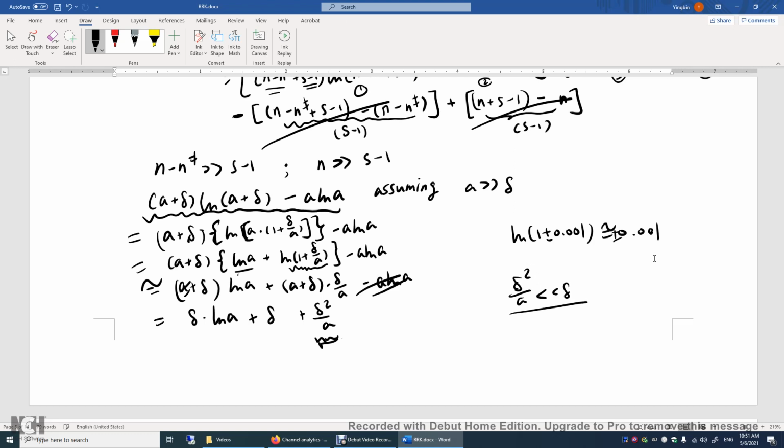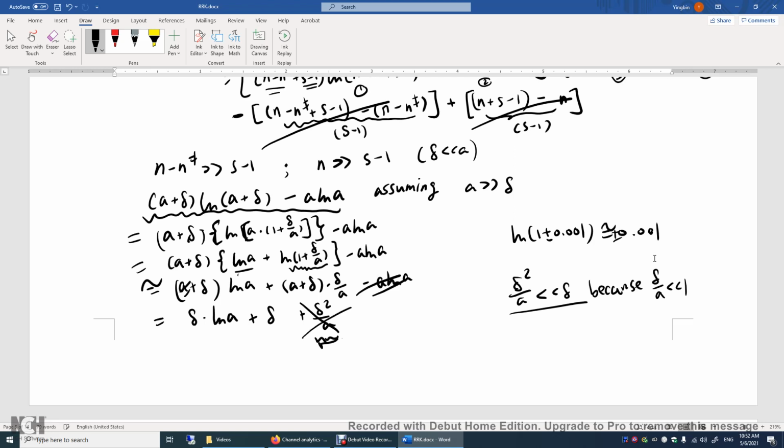Well, this is quite obvious because delta over A is much smaller than 1, because delta is much smaller than A. That's our assumption here, right? S minus 1 is delta. N minus n double dagger is our A. Okay, n can be our A as well.